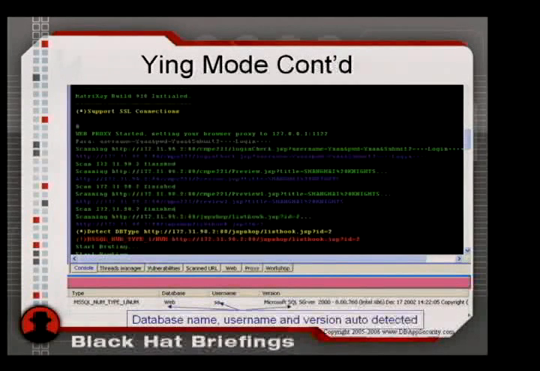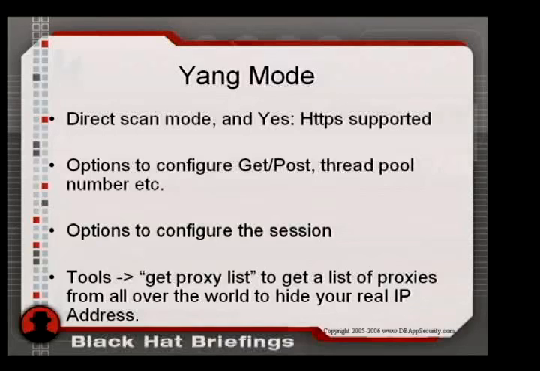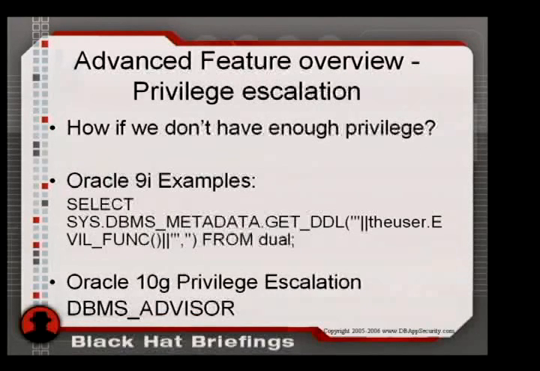So here's a snapshot of yin mode. It automatically detects, okay, it's MS SQL 2000 and the database and username. Yang mode we have already talked about. Through the yang mode you can use the proxy list. Here's the privilege escalation. If you don't have enough privilege, Matrix will try to escalate the privilege so that you can do a deeper pen test.